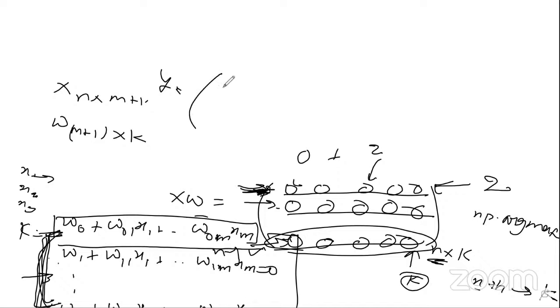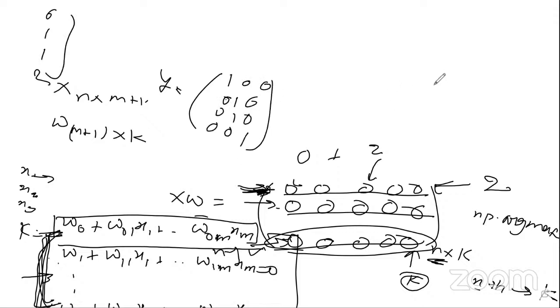Let's say your actual classes are class 0, class 1, class 1, class 2, so 4 examples and 3 classes. Your encoded vector will look like 1, 0, 0; 0, 1, 0; 0, 1, 0; 0, 0, 1. And let's say your predictions are class 0, class 1, class 2, class 2. So this is your prediction.